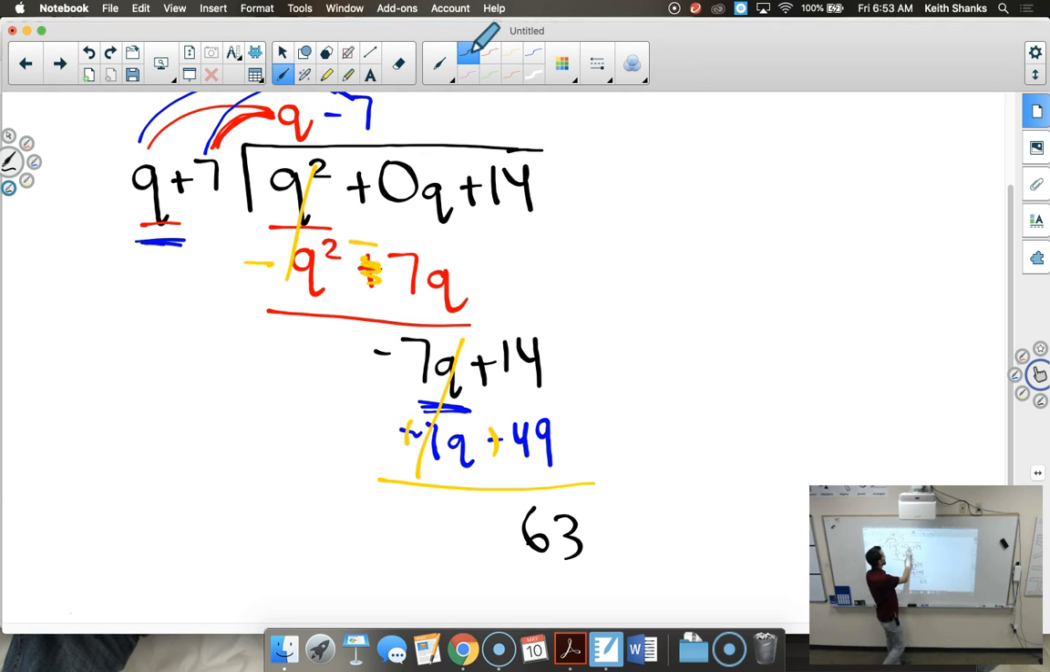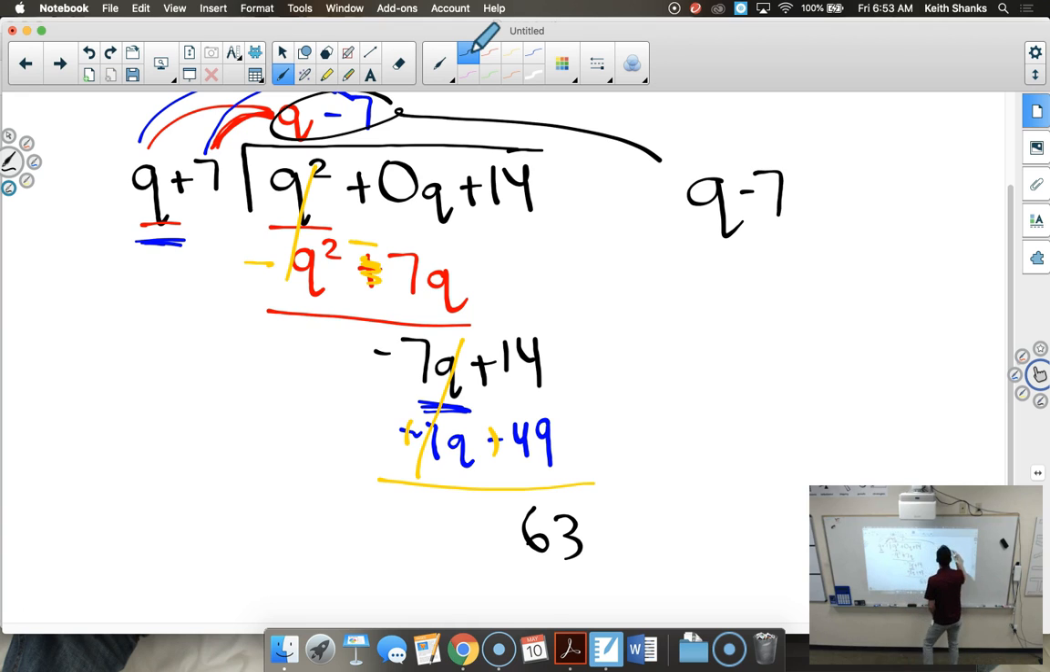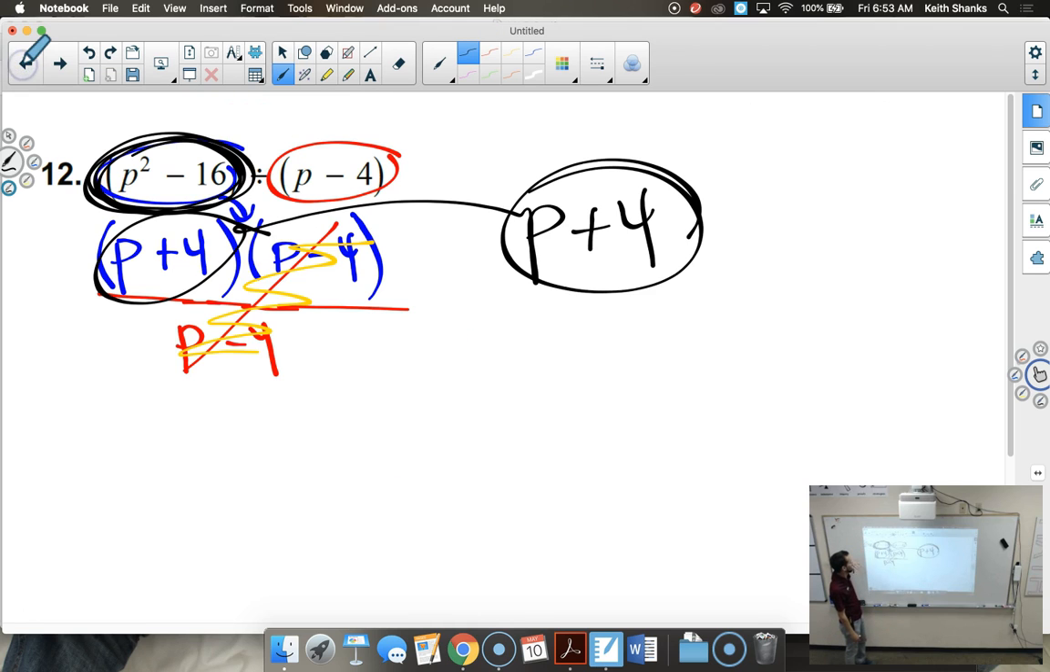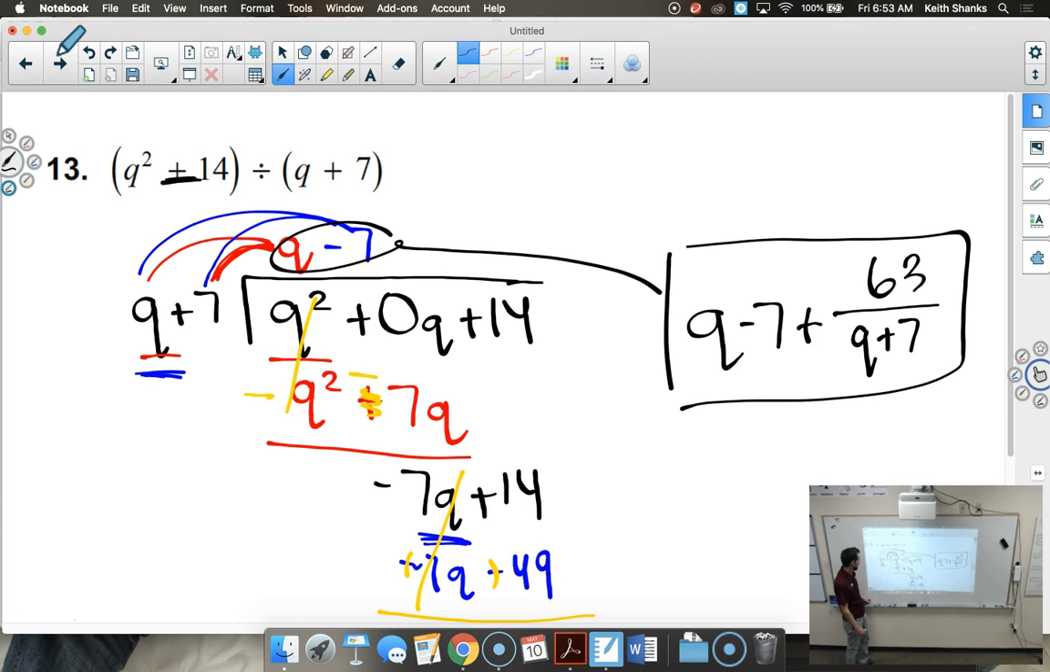Okay. So my final answer, you take this guy here, q minus 7 plus 63 over q plus 7. Okay. So something like this, again, a little bit longer, a little bit more information, in terms of you can see how nice this one is comparatively to having to break this down.